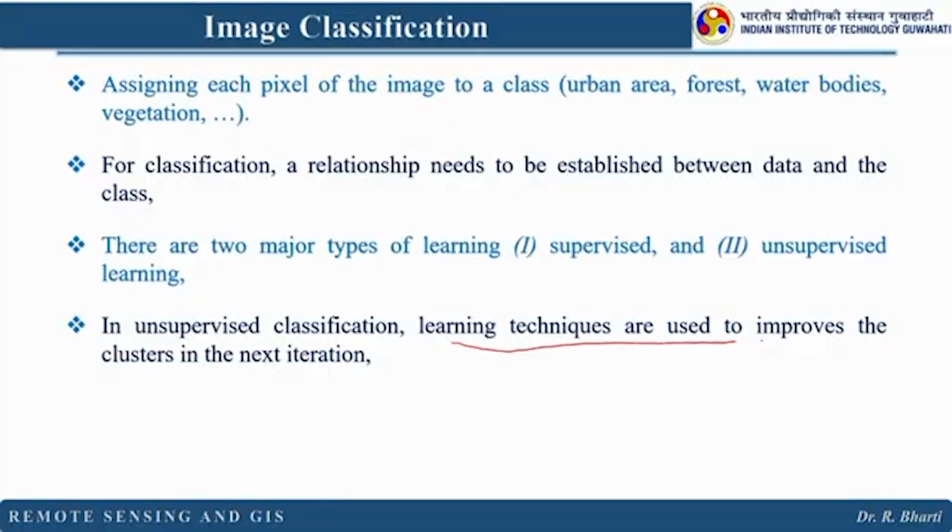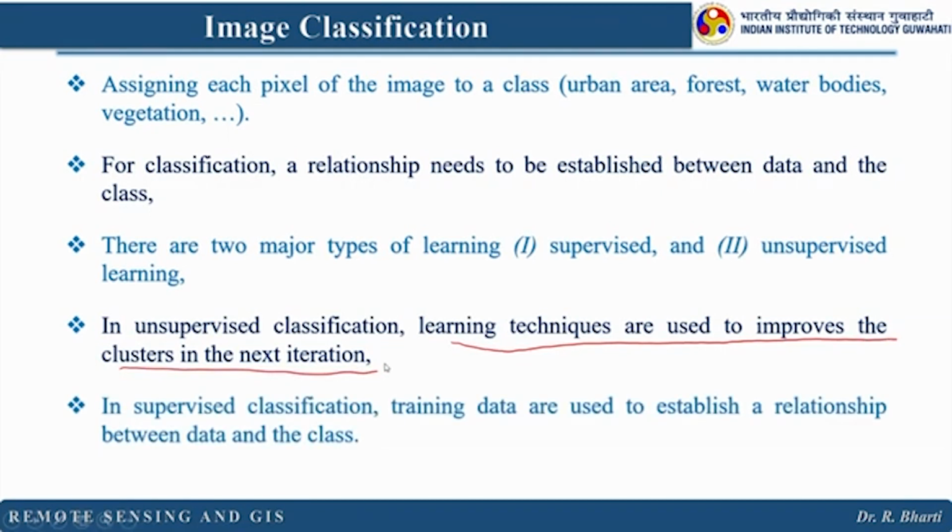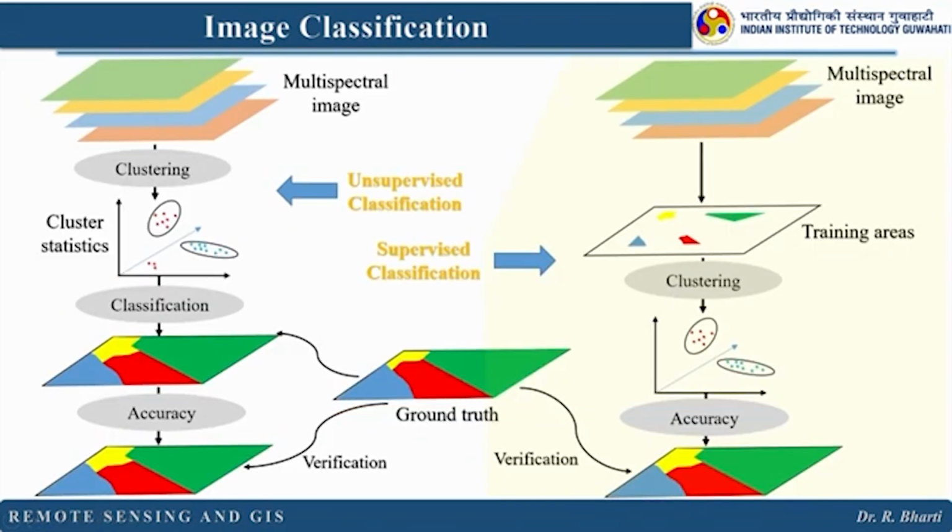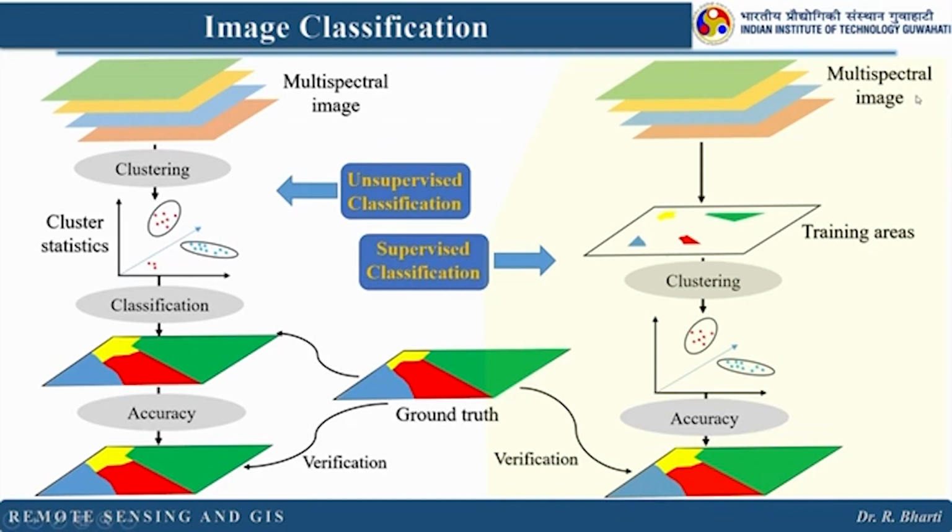In unsupervised classification, learning techniques are used to improve the clusters in the next iteration. And in supervised classification, basically we provide training data that is used to establish a relationship between data and the class, and subsequently we will classify the whole input image into several classes. This I have already shown you in the previous lecture, where I highlighted the unsupervised and supervised classification techniques.